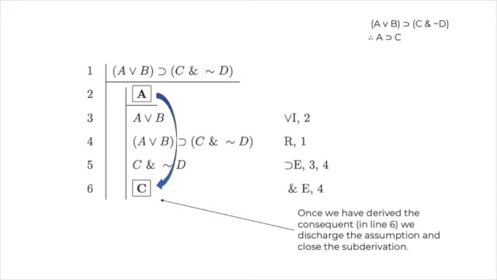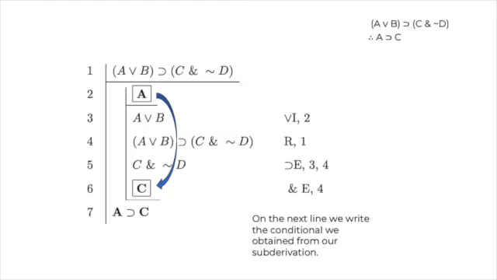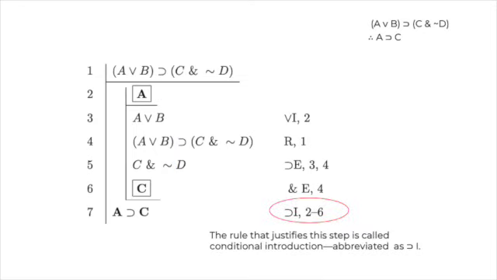Then we discharge the assumption. We started with the assumption that A and arrived at C as a subconclusion. So we don't need our assumption anymore. In consequence, we discharge the assumption and close the subderivation. On the next line, we write A horseshoe C, the conditional we got from our subderivation. And then we write the rule that justifies this step, which is conditional introduction, abbreviated as horseshoe I.